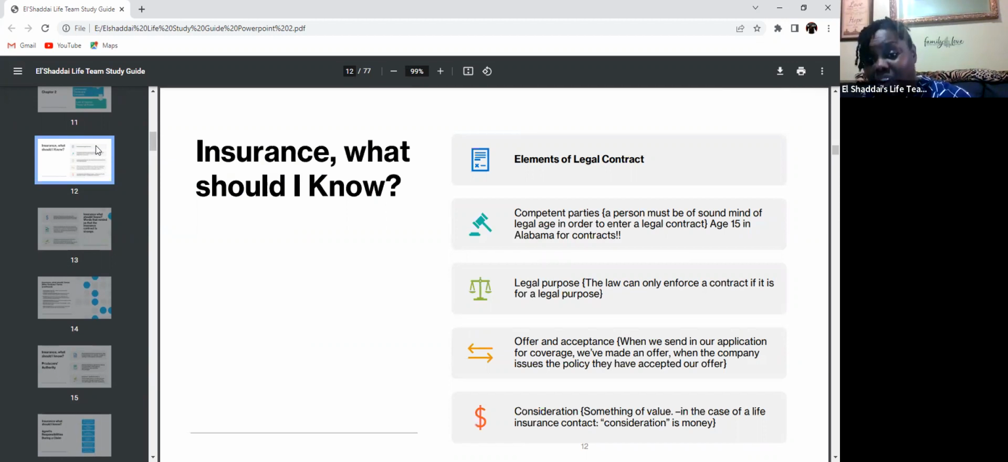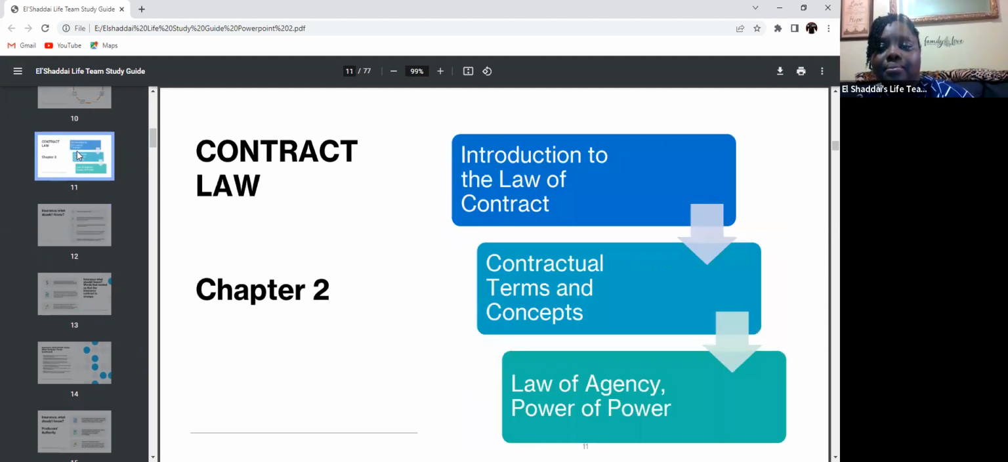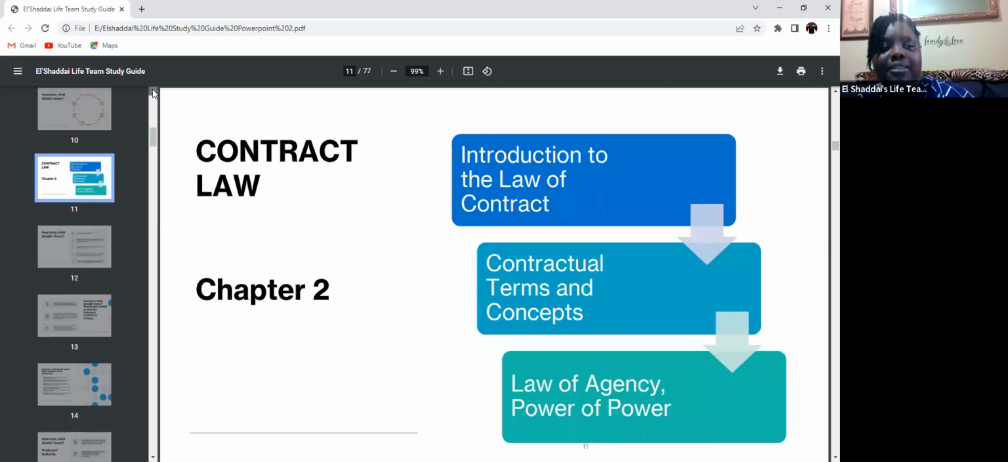Elements of a legal contract: you got to have competent parties, a legal purpose, offer and acceptance, and consideration, which is money. Think about those four things. I'm just giving you a recap.